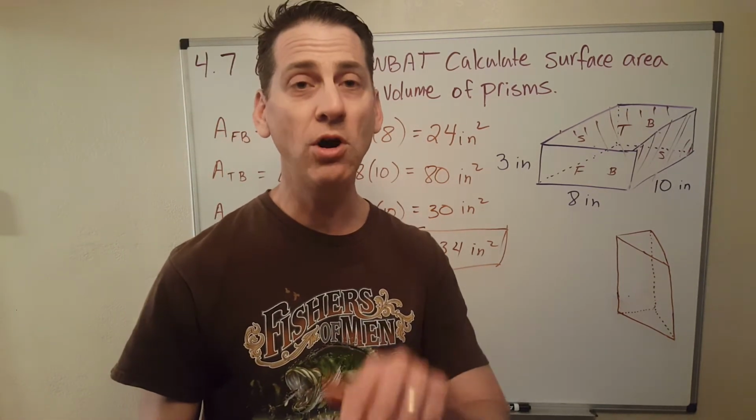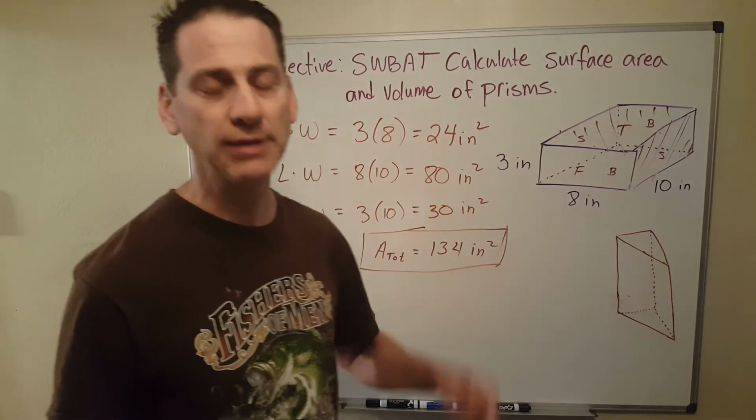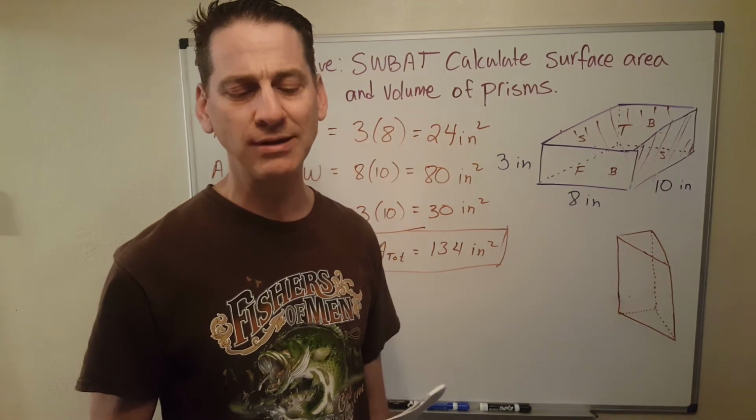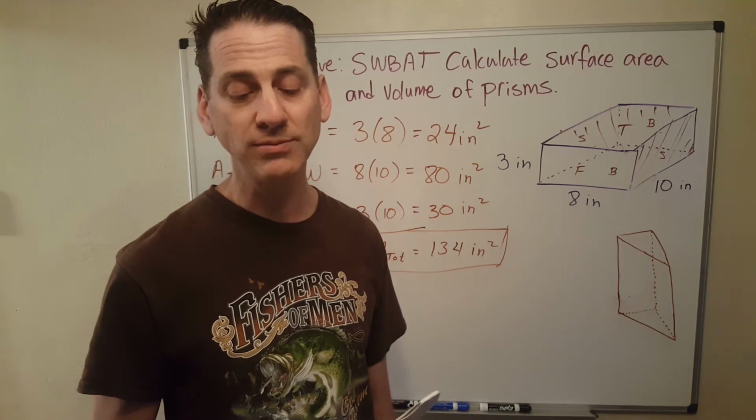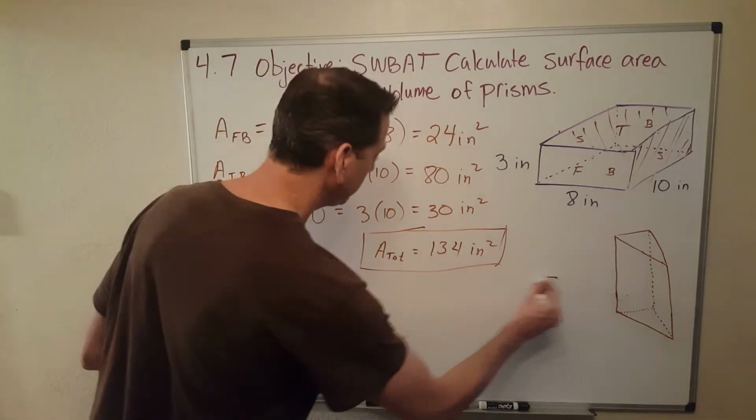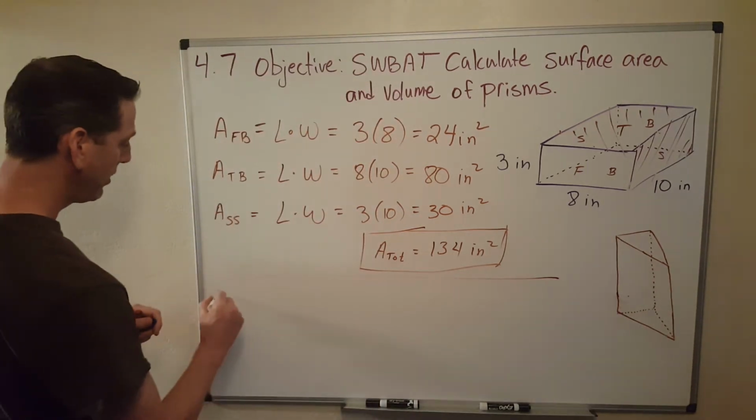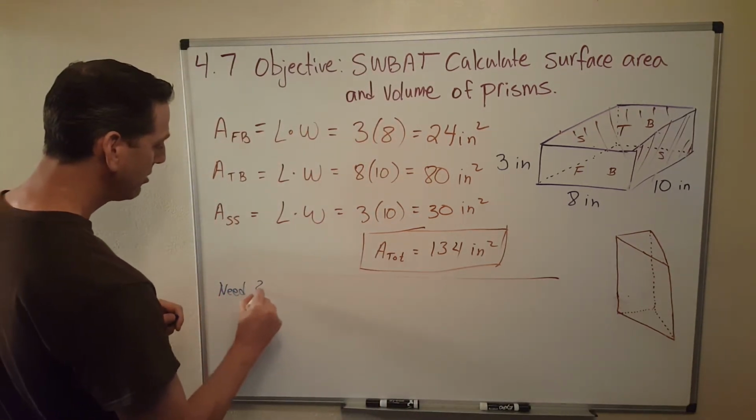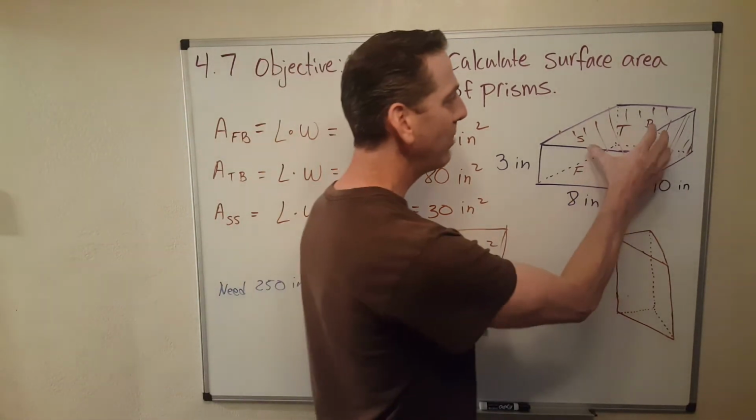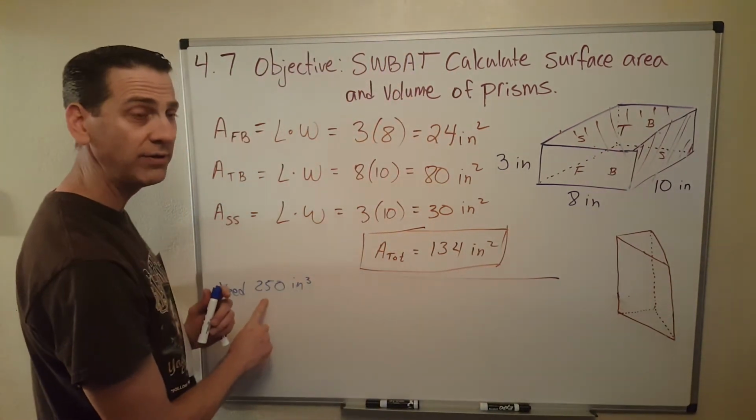Okay, and again, this is all in the notes in the description below. Okay, the box is filled with dog food, let's say. The customer needs 250 cubic inches of food. Will this box be big enough? So, let's use a different color now. We need 250 cubic inches. Is this box big enough? Is that going to be greater than or equal to 250?